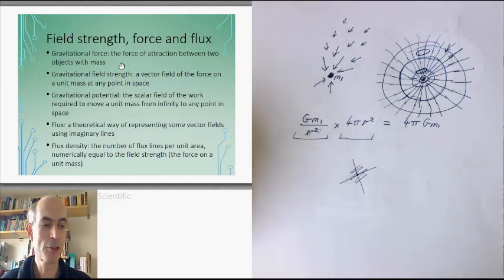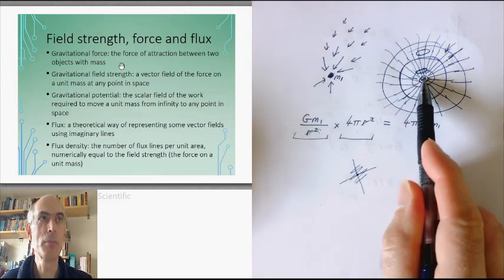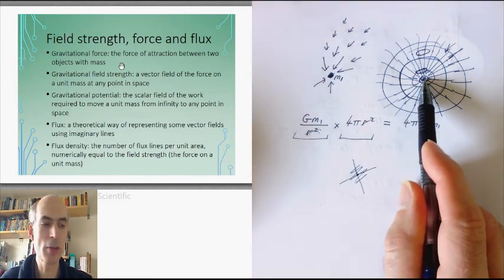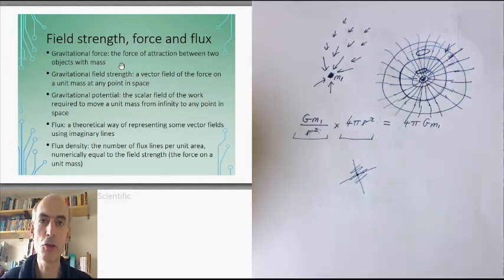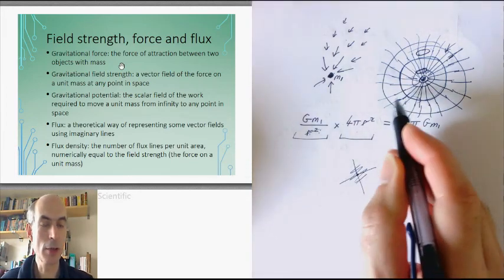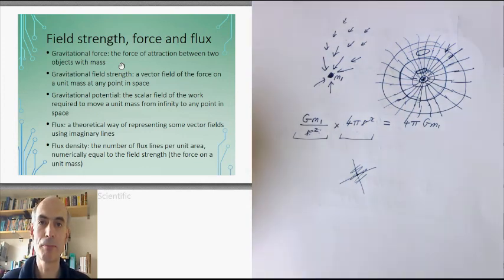Flux lines start and stop on, in the case of gravitational fields, masses or infinity. In the case of electrical fields, they start and stop on charges or go off to infinity. But the flux lines never stop or start in the middle of space. And flux lines never cross. And the density of the flux is the field strength at any point in space.